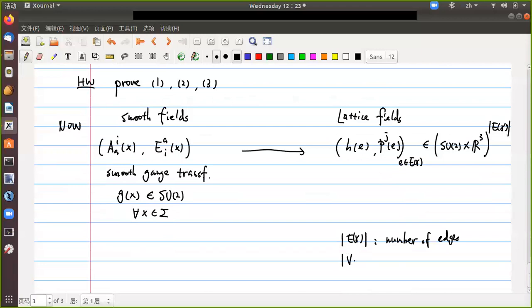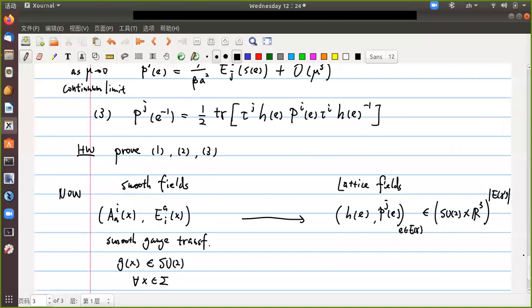And similarly, if we have a number of vertices. So here on one edge you have a holonomy and you also have a flux. This means that on one edge your space of lattice field is just SU2 cross R3. But if you have many copies of edges, then you need to have the power e to the gamma. So here, this SU2 cross R3 is usually written as this.